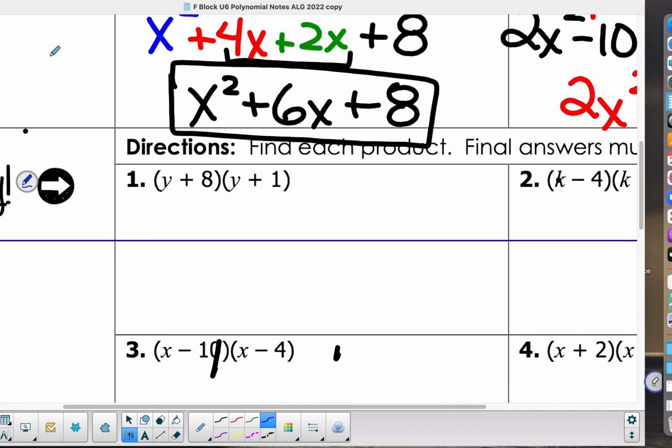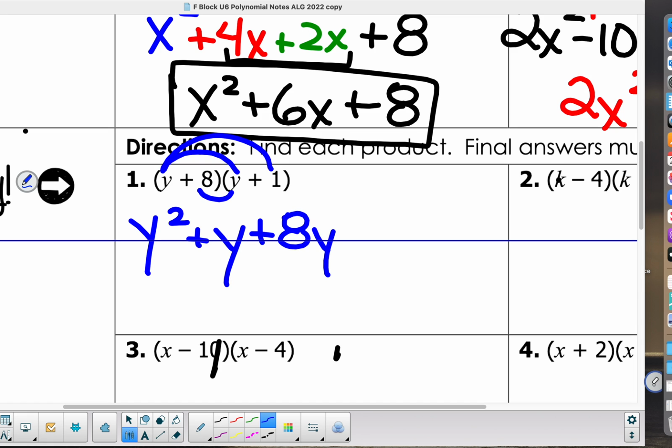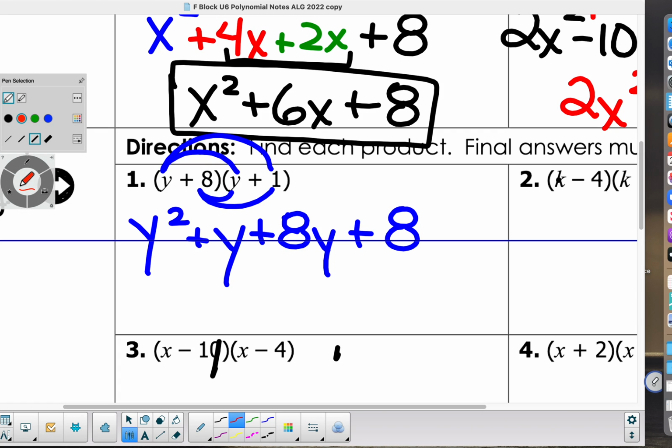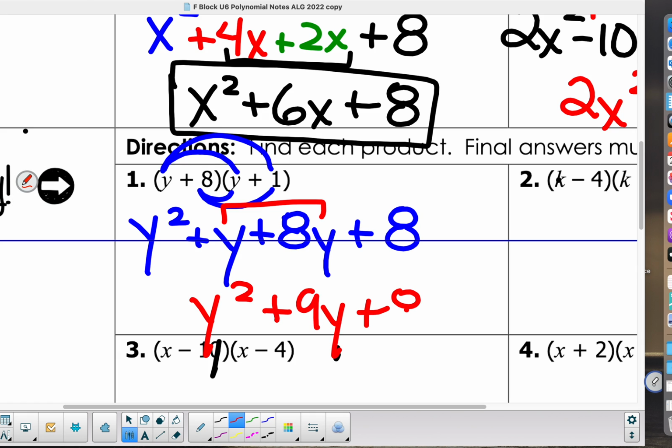Let's look at number 1. So in number 1, same process, y times y, then y times positive 1, then move back and do the same thing with the 8, plus 8y, 8 times 1 gives me 8. Once again, you create a pair of like terms in the middle. You combine those terms, y squared plus 9y plus 8. Combine like terms, and it's already in standard form, power of 2, power of 1, and the constant with the power of 0.